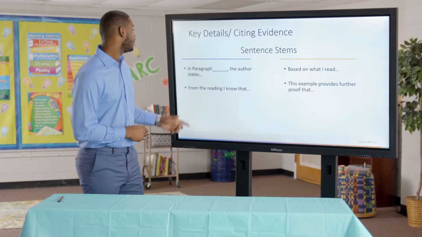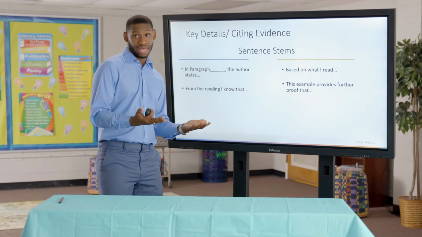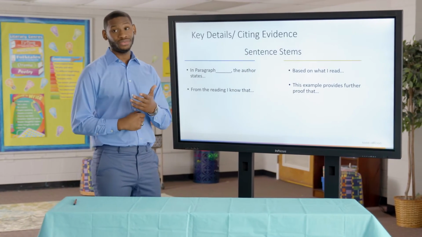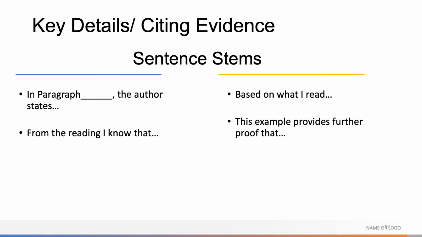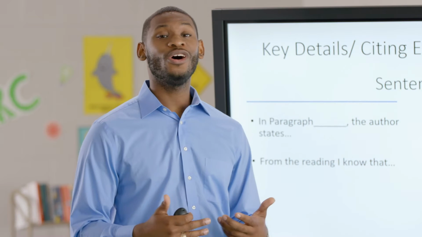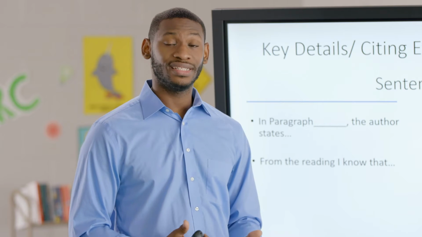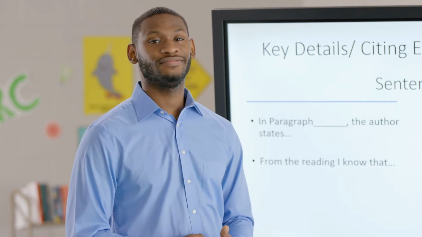Here they are. In paragraph blank, the author states, that's one. Let me read a couple more. From the reading, I know that. Based on what I read. And lastly, this example provides further proof that. All these are great examples on how you can start your sentences within your objective summary.